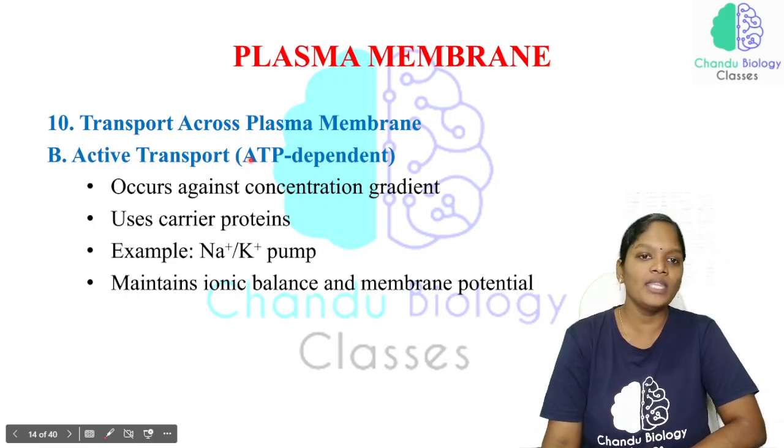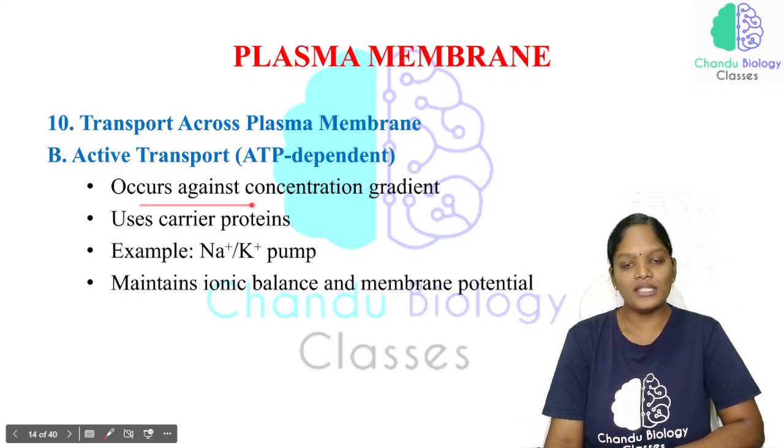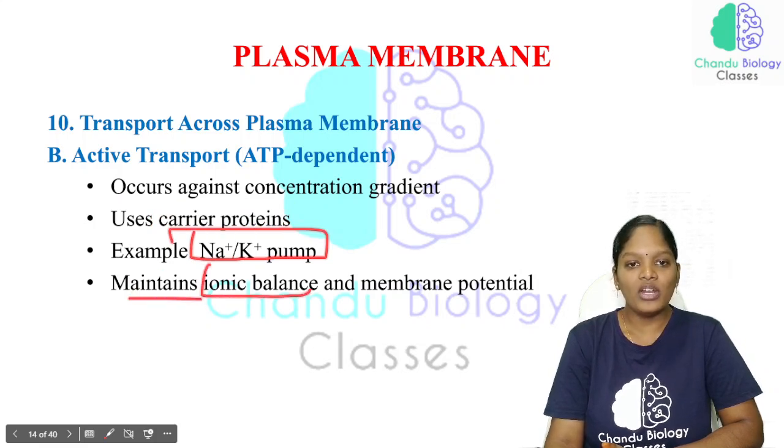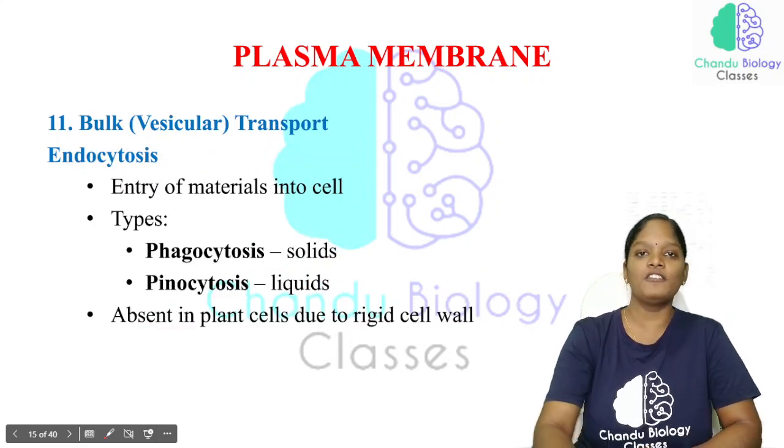Now, active transport occurs against the concentration gradient and it uses a carrier protein. For example, the sodium potassium pump. This maintains ionic balance and membrane potential. So this is what active transport is.